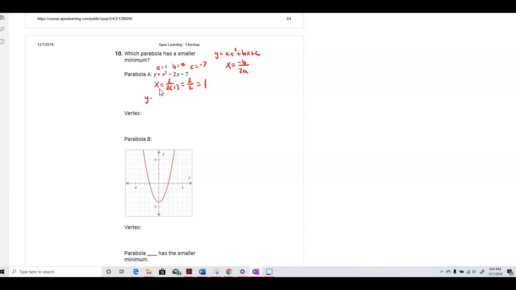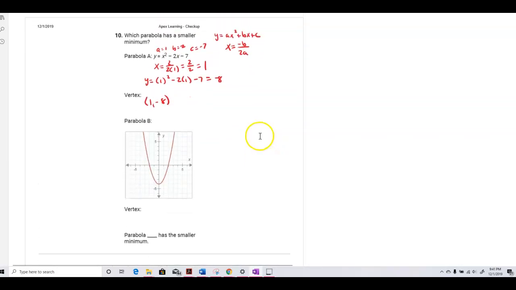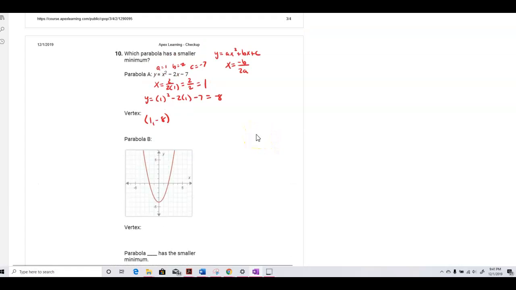Now, to find the y-coordinate, all we do is plug that in. So we're going to say 1 squared minus 2 times 1 minus 7. That is going to give us a y value of -8. So my vertex for this one would be at (1, -8). Parabola B, right away when I look at my vertex here, is at (0, -4).